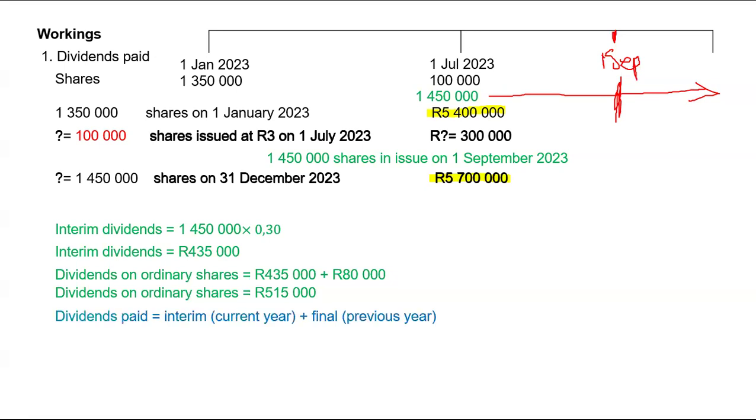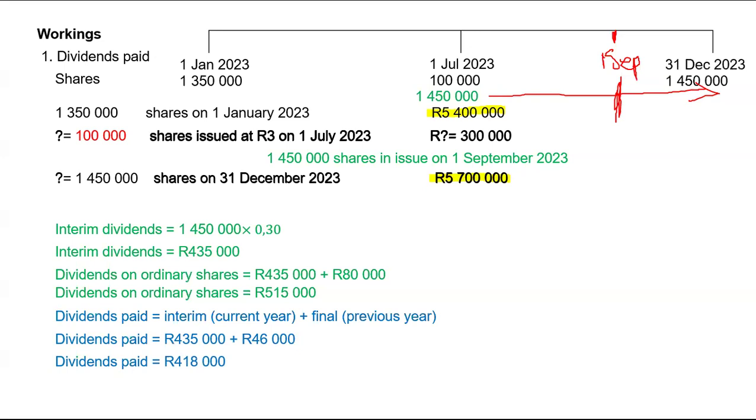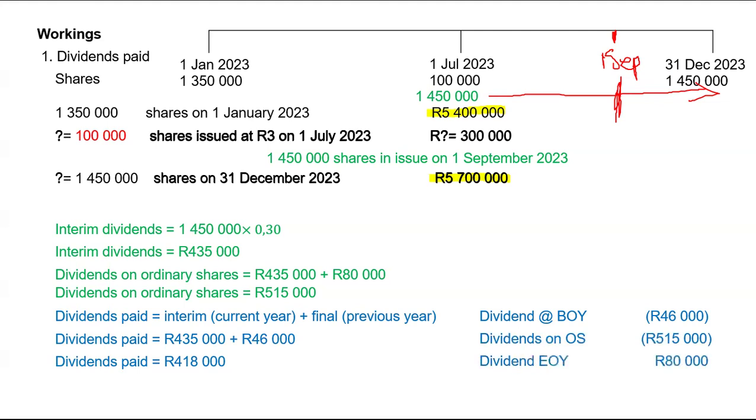As I've said, you can use this formula to calculate your dividends paid, which is current year's interim plus last year's final, which is the 435,000 plus last year's final was 46,000. It'll give you dividends paid. Or if you don't want to use that, you can use this formula here. Dividends at the beginning of the year were 46,000 in trade and other payables, so we have to pay them this year. Dividends on ordinary shares is at 515,000 that we've just calculated. Final dividends for this year amounted to 80,000. We're going to add it back, and it'll still give you the same answer, which will be your dividends paid.